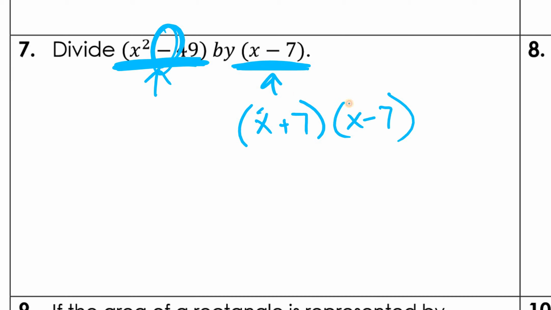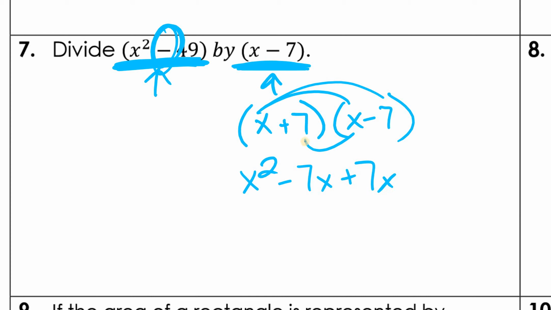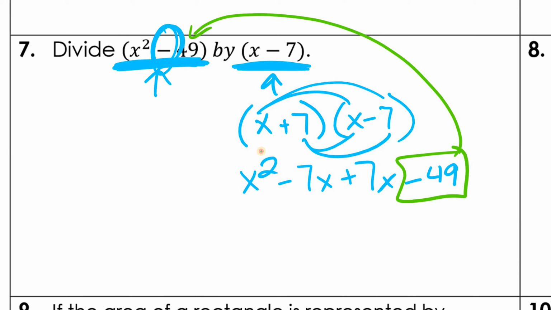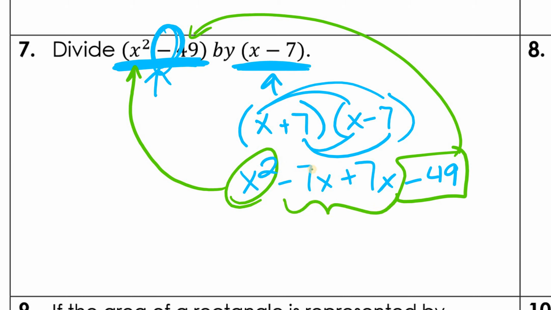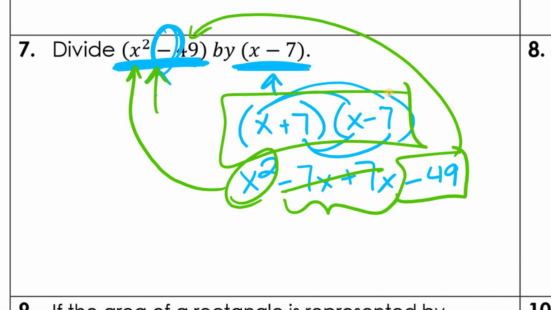x minus 7, x times x is x squared, x times negative 7 is negative 7x, 7 times x is 7x, 7 times negative 7 is negative 49. So we see the negative 49, that matches. We see the x squared, that matches. And what happens to our middle two terms? Well, because it's a negative 7 and a positive 7, they cancel. That's why there's no middle x term there. So that's just knowledge of difference of squares and being able to recognize it.